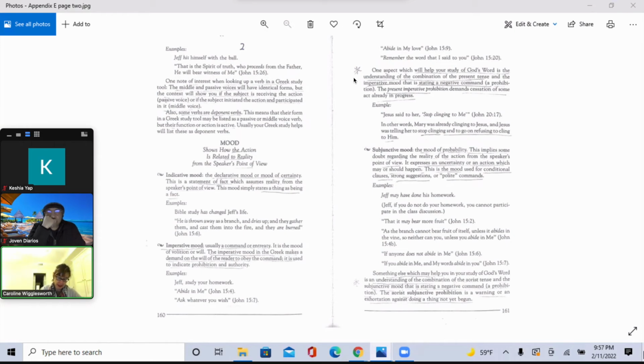Is that pretty clear? So obviously, I think there are many imperatives in the Bible. That's how the Lord really speaks to us. And the imperative could be a command or an entreaty. It makes a demand on the will of the reader to obey the command.